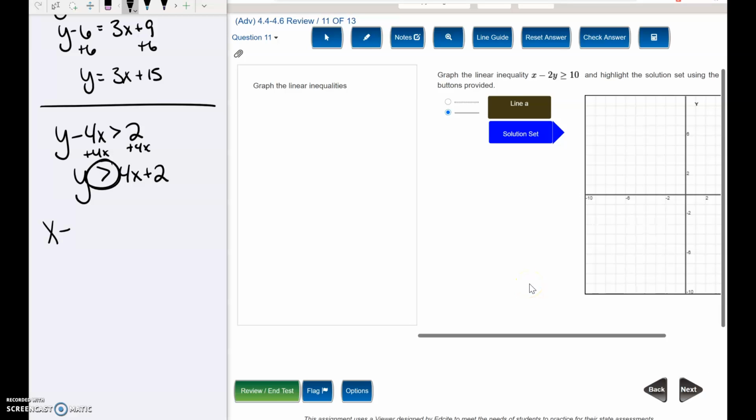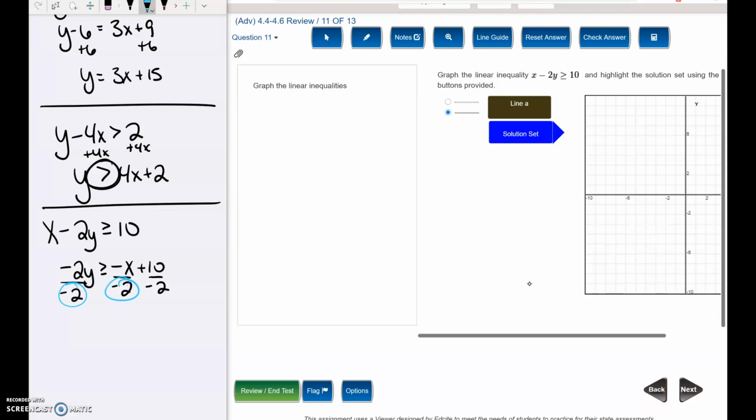Okay, x minus 2y is greater than or equal to 10. We need to subtract x on both sides, and then divide everything by -2. When we divide everything by -2, it flips that sign. So y is less than or equal to +1/2 x minus 5.